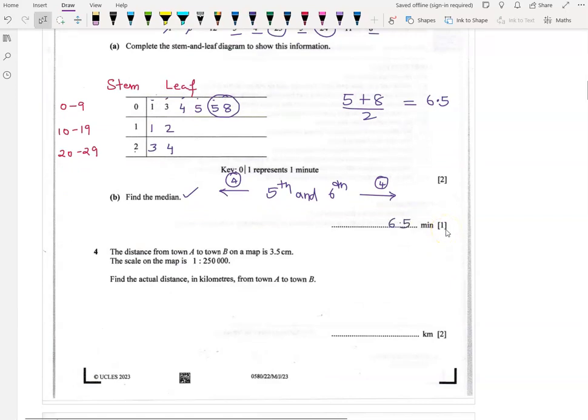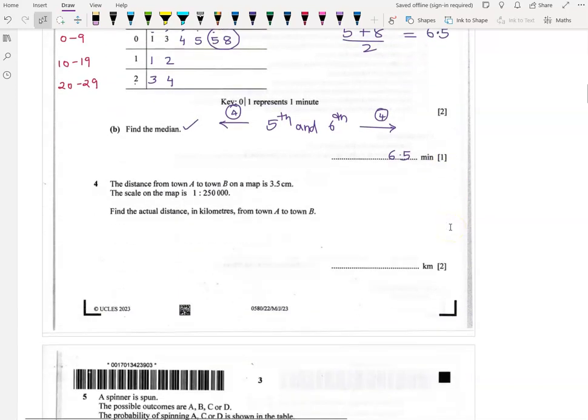Next question, question number 4. The distance from town A to town B on a map is 3.5 centimeters. The scale on the map is 1:250,000. Find the actual distance in kilometers from town A to town B. So on the map to real, the ratio is 1:250,000. It means 1 centimeter on the map is 250,000 centimeters in real.